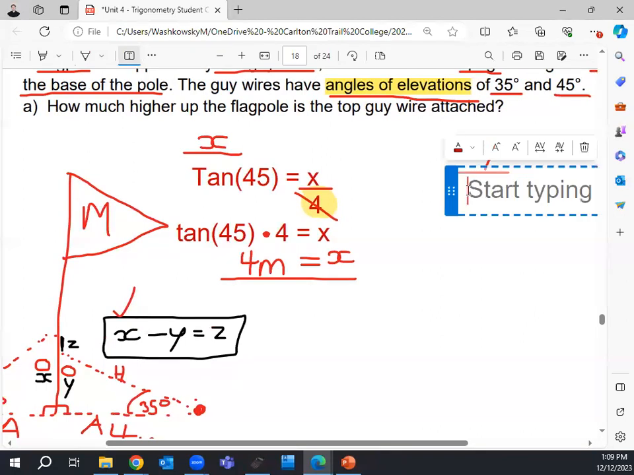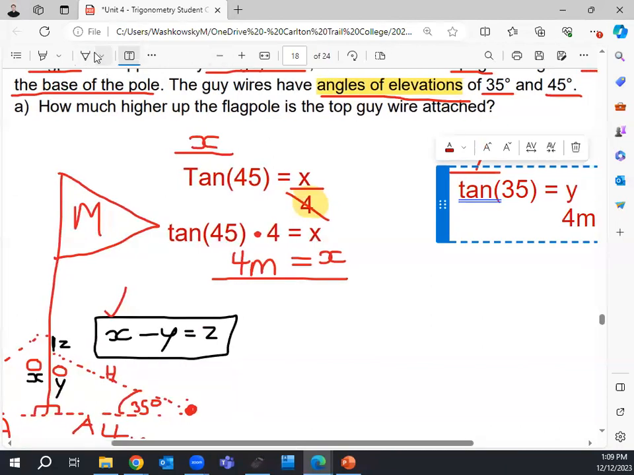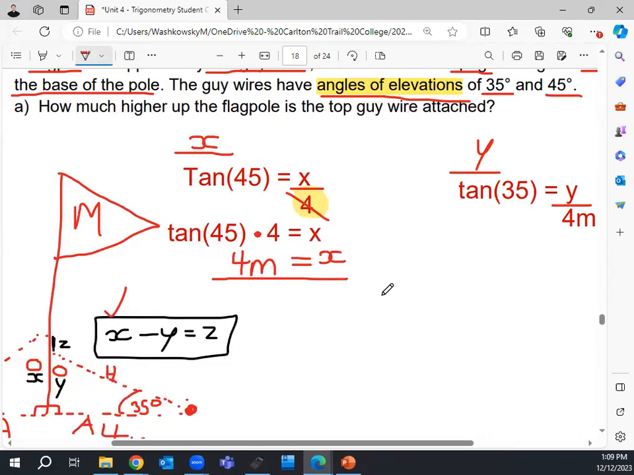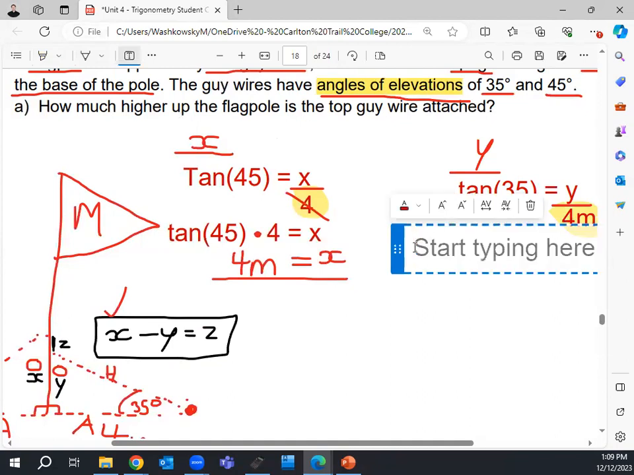So I've got tangent of 35, because that's my angle, is equal to the opposite, which is Y, and that's all over the 4 meters again. Just like before, my Y is on the top of a fraction. So what do I have to do? I need to multiply by 4. So I'm going to get tangent of 35 times 4 meters is equal to Y.